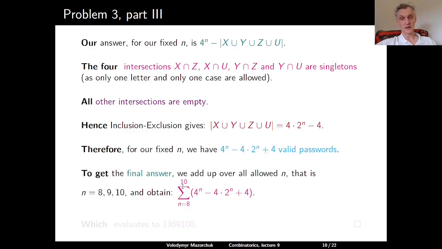And to get the final answer, we need to add this up over n equal to 8, 9, and 10. So this is the final formula, and one can compute that it evaluates to the number 1,369,100 valid passwords. This completes the solution of problem 3.